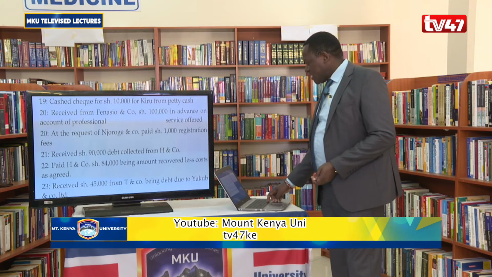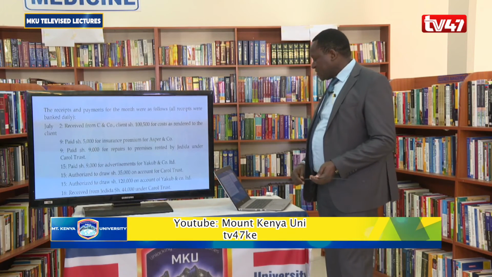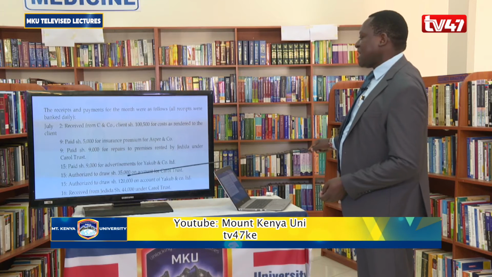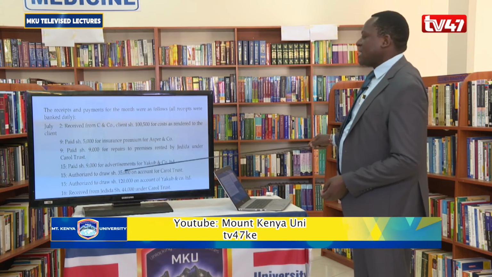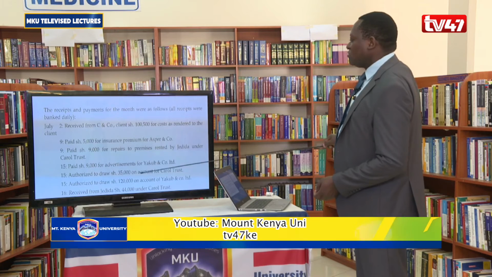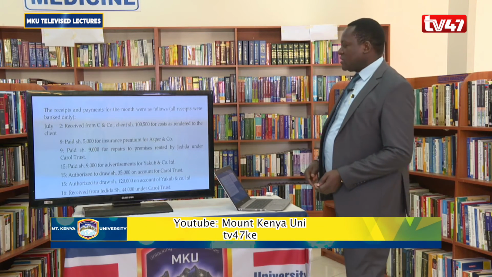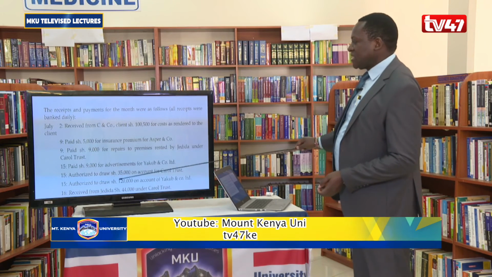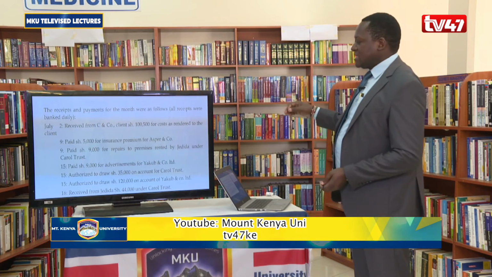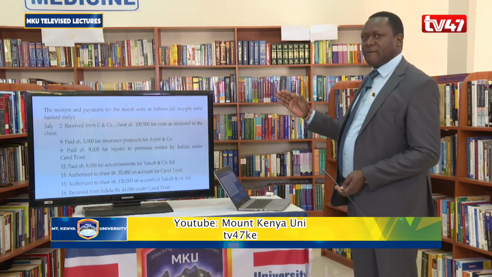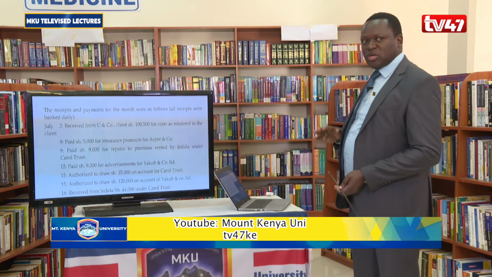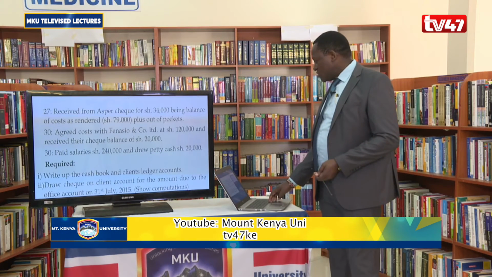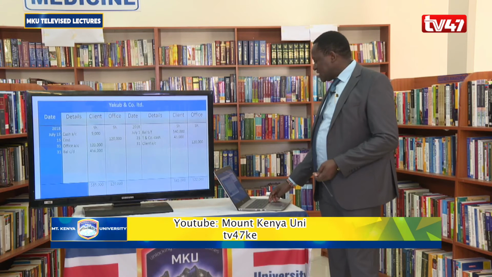And then from there, of course, on the same 15th, we also authorized to draw 120,000 on account of Yakub and Company. If this is going to happen, when you go to Yakub's account on this particular day, what we are going to find is that there will be a debit balance for costs, but we shall wait until the first so that we can do one check. I just want us to go to Yakub so that we can see what we are saying.